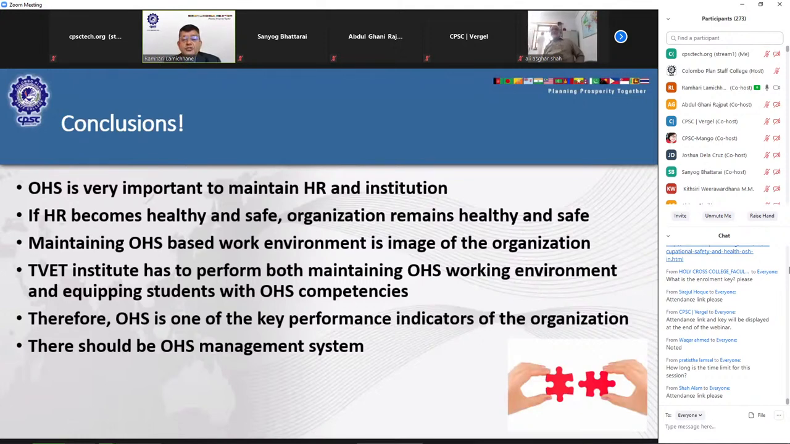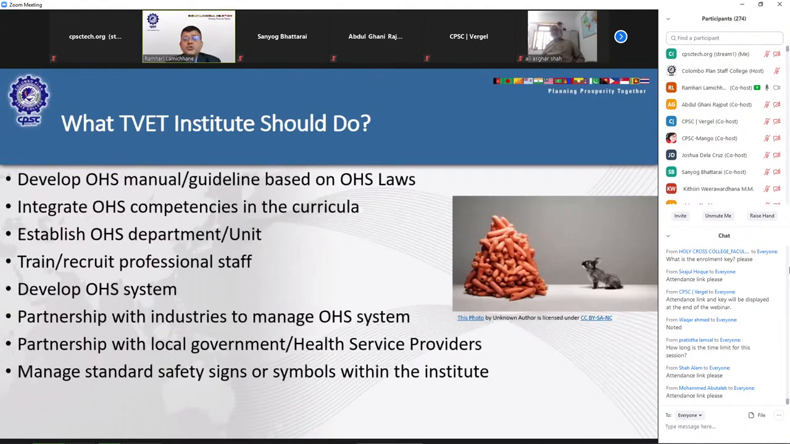A TVET institution has to perform both: maintaining an OHS working environment and equipping students with OHS competencies. Therefore, OHS is one of the key performance indicators of the organization. There should be an OHS management system. So based on my presentation, these are the concluding remarks. So what should a TVET institution do? What next?